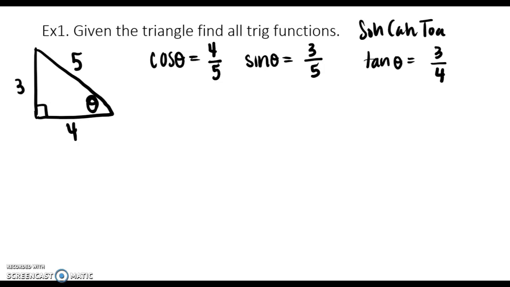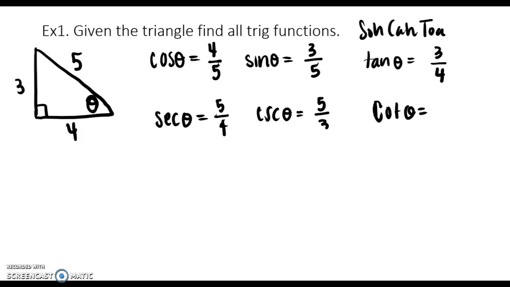Okay, so now remember this was secant of theta, cosecant, and then cotangent. So all you do is you flip the fraction on the top. So 5 over 4, 5 over 3, 4 over 3. So you just flip it. That would be the reciprocal.